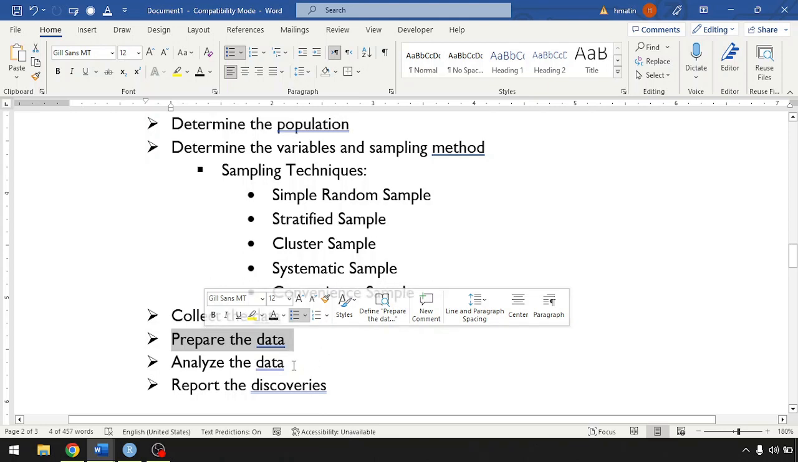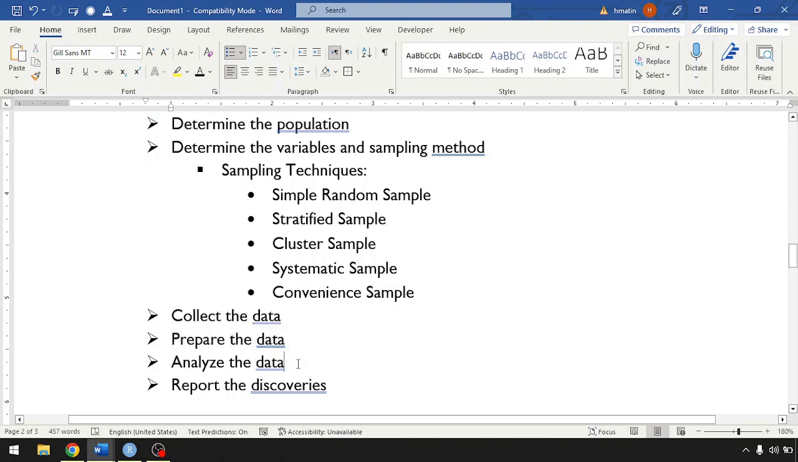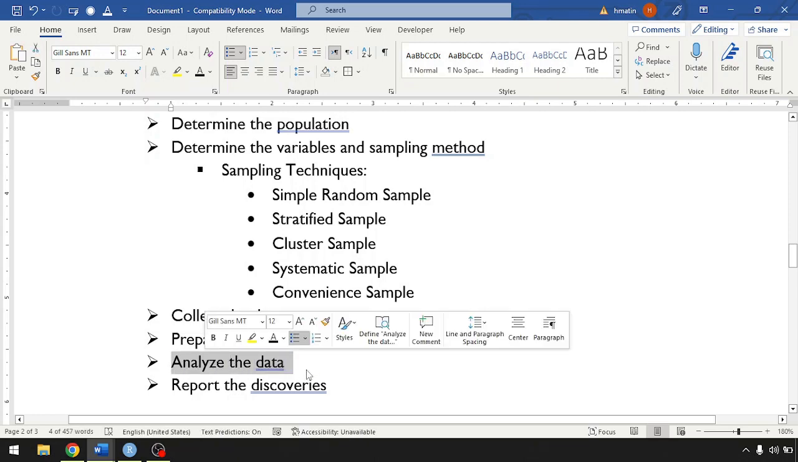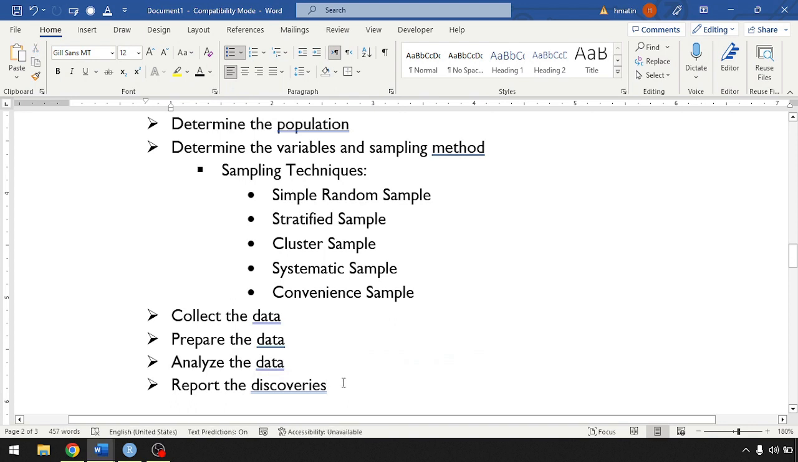And then lastly, the data is analyzed. This is where we conduct data analysis and use the proper method and model for our data in order to draw conclusions. And once we analyze the data, we report those discoveries in terms of a report or a summary. Or if it's a scientific paper, then there will be sections to report the result of the analysis.